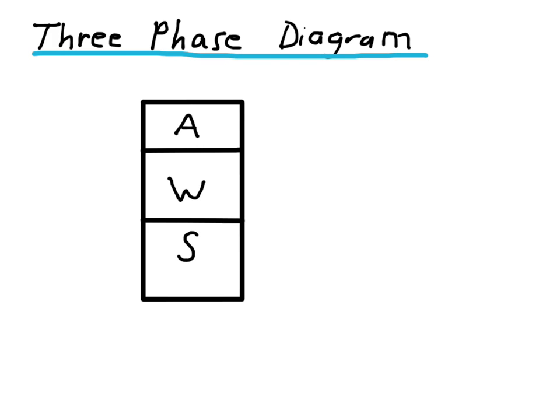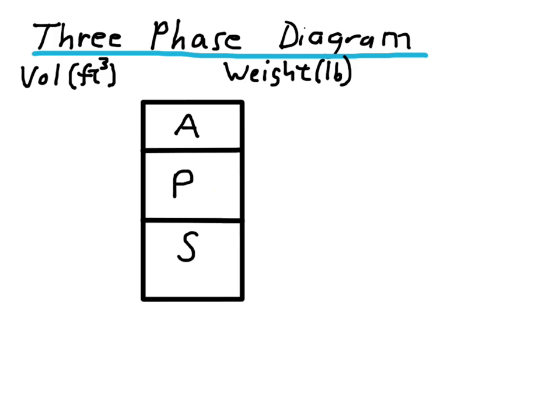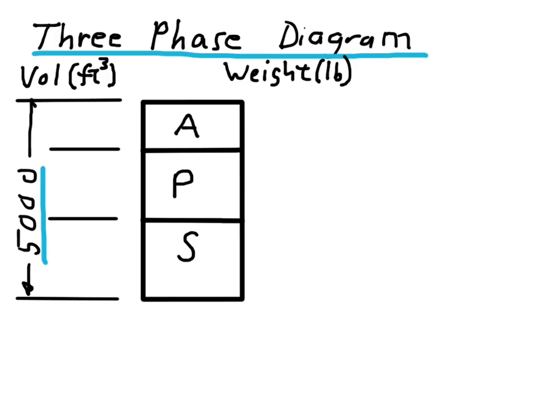So here's a typical three-phase diagram with soil, water, and air. But I'm going to scratch out the water part and enter P for petroleum, since that's what we have as a pore fluid. And I'll put volume on the left in cubic feet and weight on the right in pounds. Well, we know the total volume that was specified in the problem statement is there's 5,000 cubic feet. So we'll put that in for the total volume.